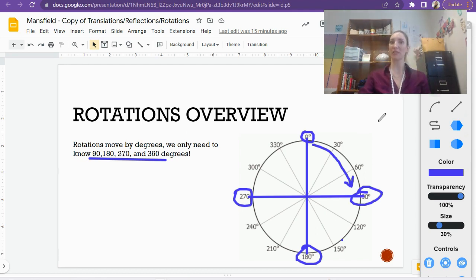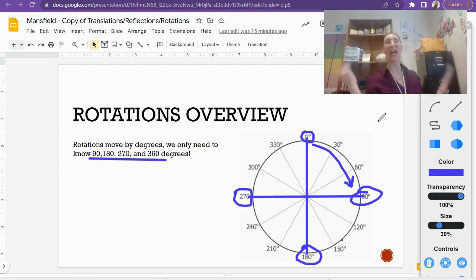Let's talk about 270. You're going to move 3 parts of this 4 slices. Okay, so here we go. I'm starting over here, looking at you, and then 90, 180, 270. I'm looking this way now. You see what I mean?